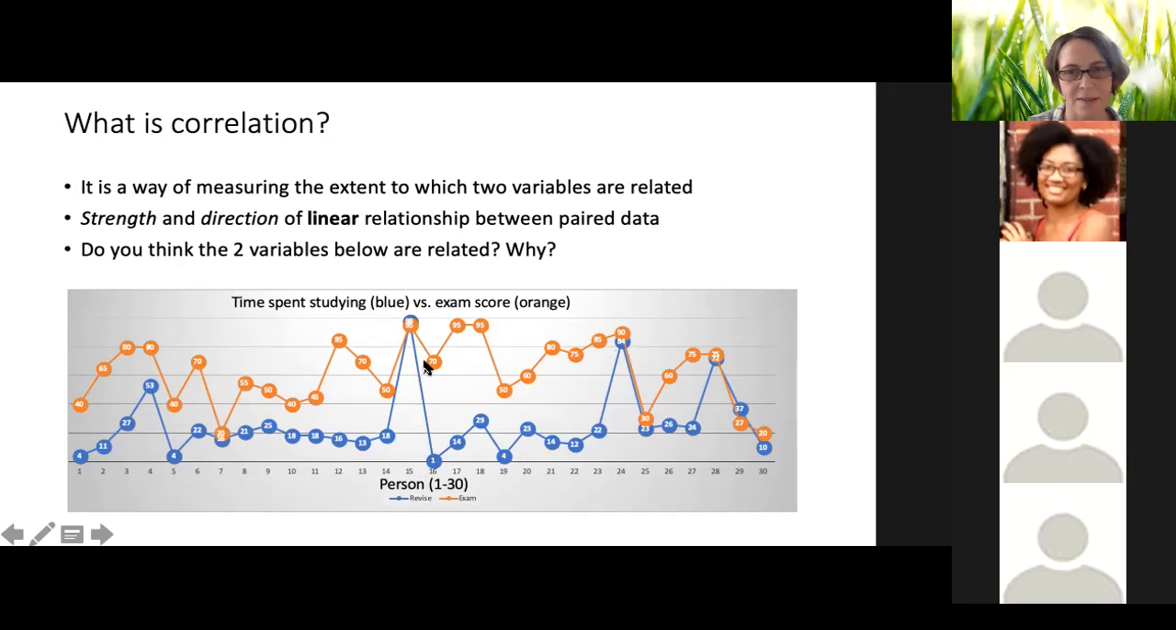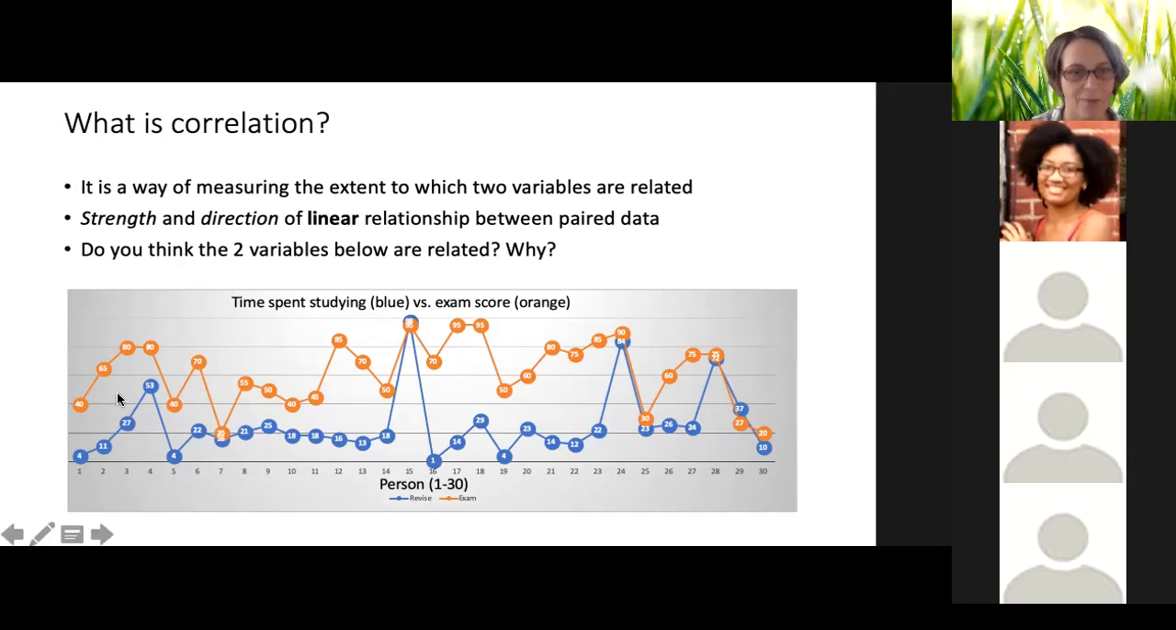The exam score is still relatively good, but it's not a perfect association. But there's definitely a positive relationship between the two variables, right? So that is basically a primer to remind you what it actually means that two variables are related.